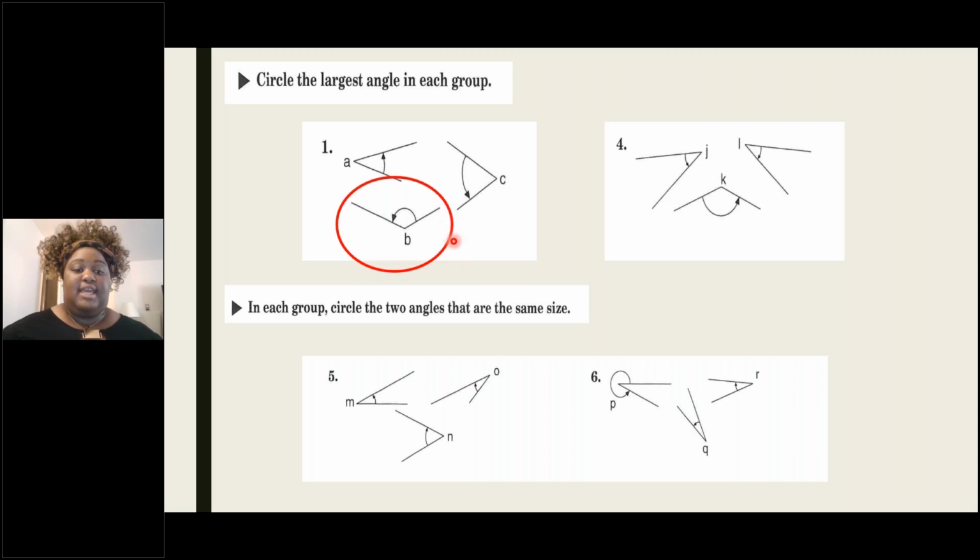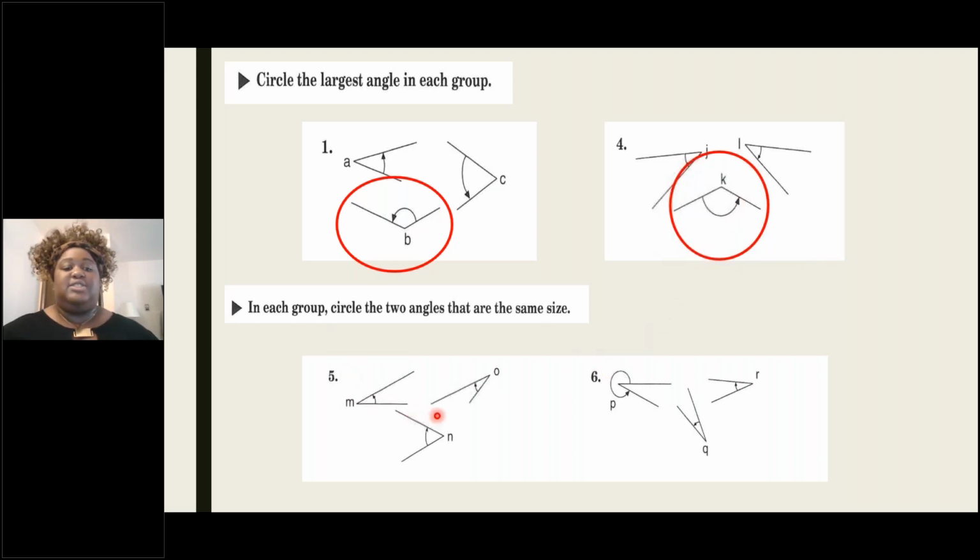What's important to look at here is how wide apart the sides are. Compared to angles A and C, these two sides are pretty wide apart, and that lets us know that this angle is larger. Then look at number 4 here, we have angle J, angle K, and angle L. Which angle between these three is the largest? I'll give you a minute. Okay, angle K. Once again, the sides are wider apart. That lets us know that that angle is larger.